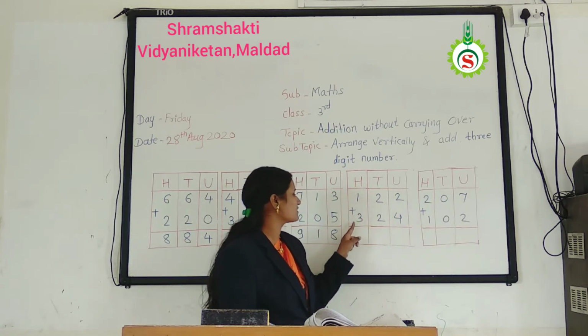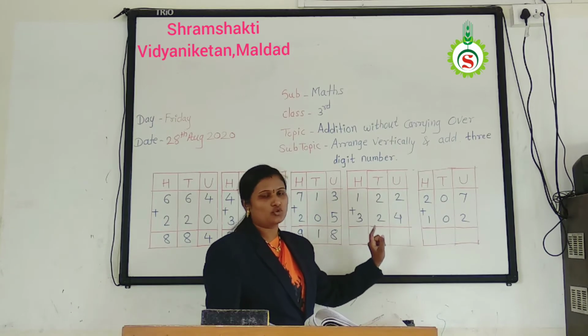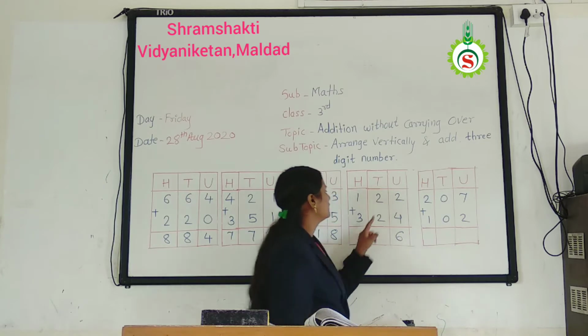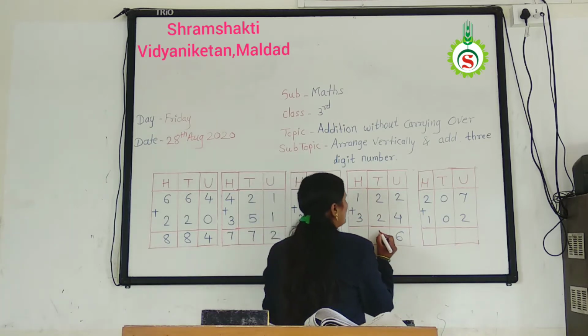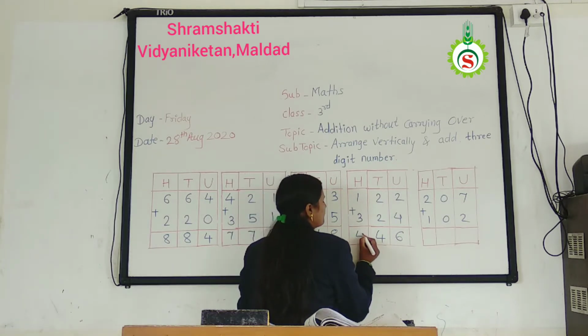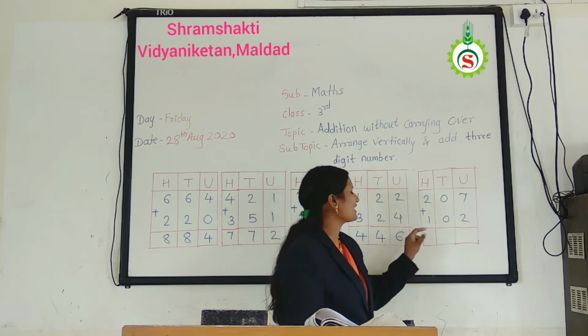122 plus 324. You see first unit column. 2 plus 4, 6. 2 plus 2, 4. And 1 plus 3, again 4, means we get 446. See the next example.